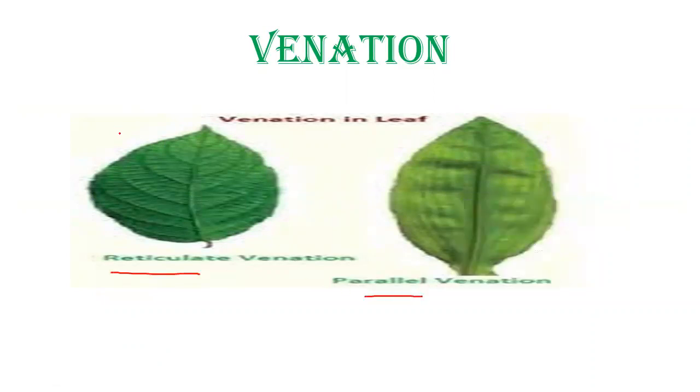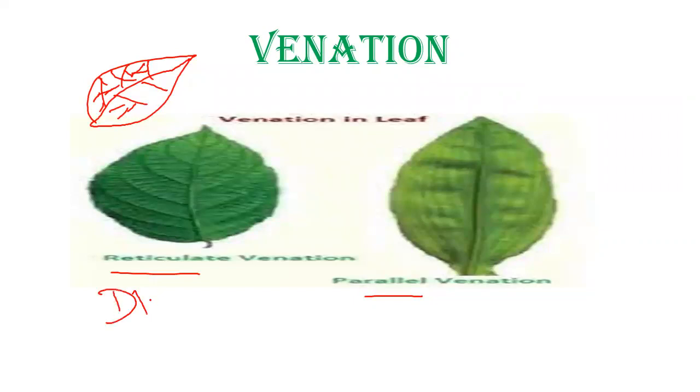In reticulate venation, a network of veins is formed. So this is the leaf, midrib, and veins and veinlets. So a network of veins is formed that is known as reticulate. An example is dicot. And in parallel venation, veins are arranged parallel to each other. Example, monocot.